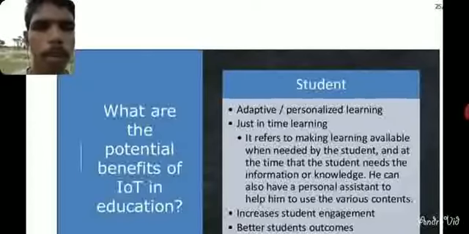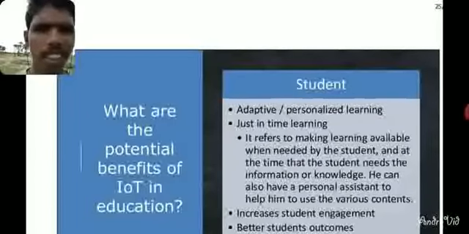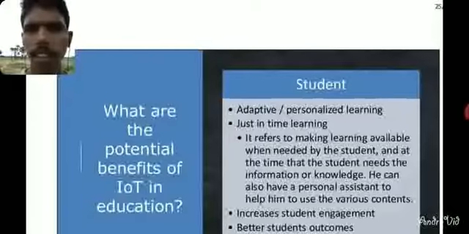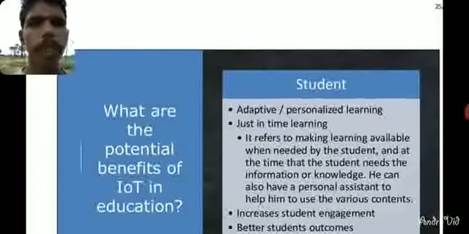What are the potential benefits of IoT in education? It's very adaptive, just-in-time learning, and we can access everything. We can clear all our doubts within a fraction of seconds. It also increases student engagement and gives better student outcomes.